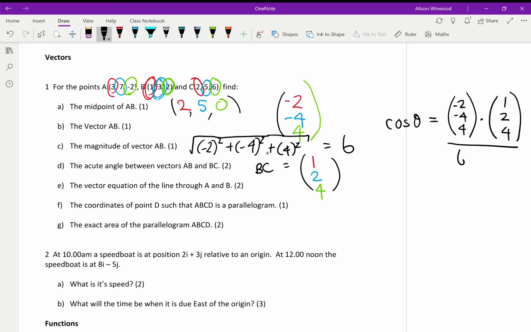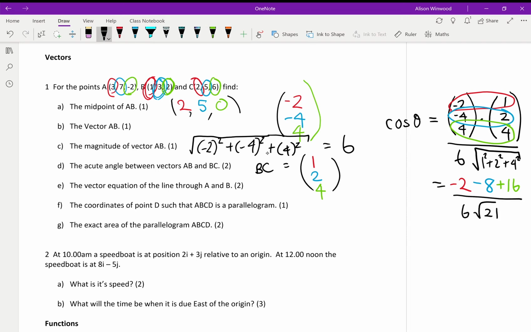The magnitude of A to B is 6, magnitude of B to C is root 21. The dot product, just multiply the pairs, so I get negative 2, negative 8, positive 16, over 6 root 21. The top is 6, so 1 over root 21. So shift cos, and that gives me 77.4.